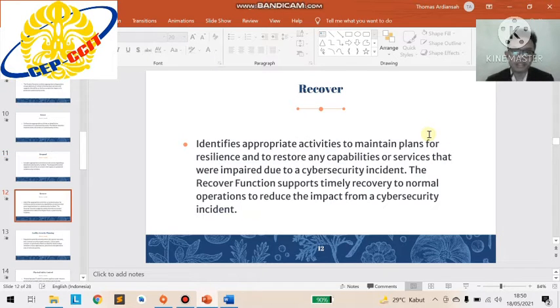And the last one is recover. It identifies appropriate activities to maintain plans for resilience and to restore any capabilities or services that were impaired due to a cybersecurity incident. The recover function supports timely recovery to normal operation to reduce the impact from a cybersecurity incident.